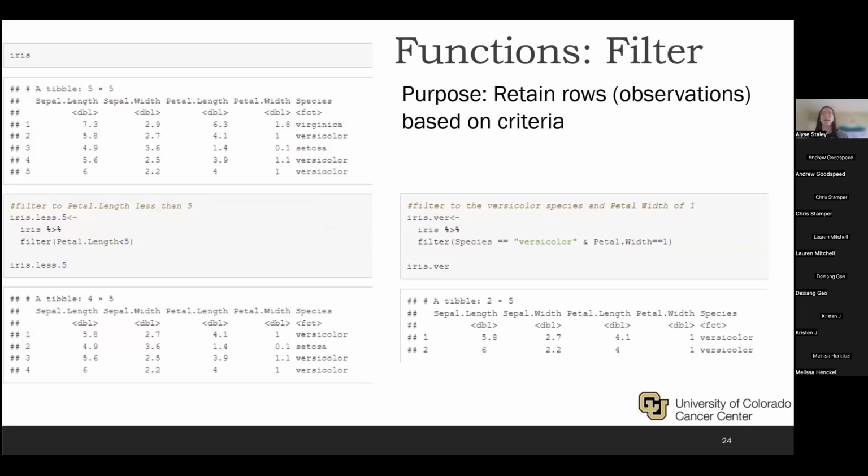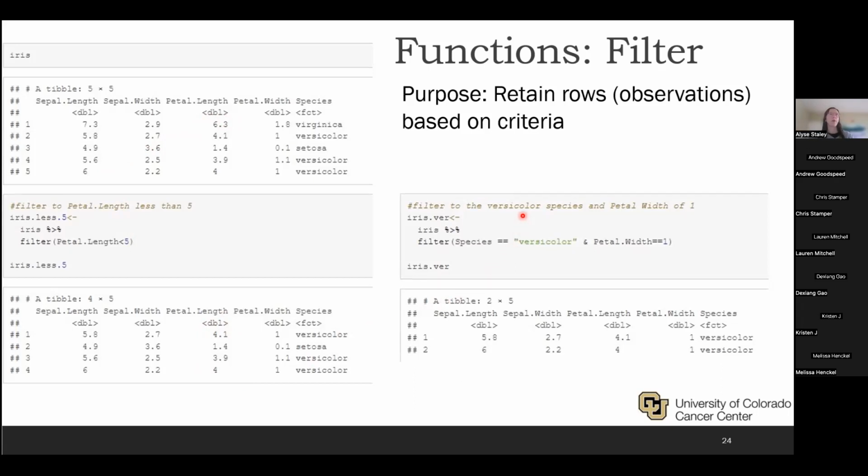In addition to being able to select the columns, it's also very helpful to be able to decide which rows or observations to retain based on a series of criteria. We again start with the iris data frame, and then we want to filter it to only take rows where petal length is less than 5. And so we can see here, if we look at petal length, there's one observation that's greater than 5, and we go down here, and that has been eliminated from our data set.